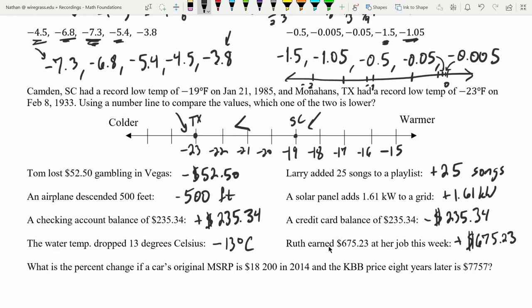Though, of course, this one's interesting to think about because if you put it from the perspective of the business side, right, the business would have lost $675.23 giving it to Ruth. Of course, then you can make the statement that the business gained money based on Ruth's work. That kind of whole thing is really just relative to what you're talking about. That's when pluses and minuses are used.